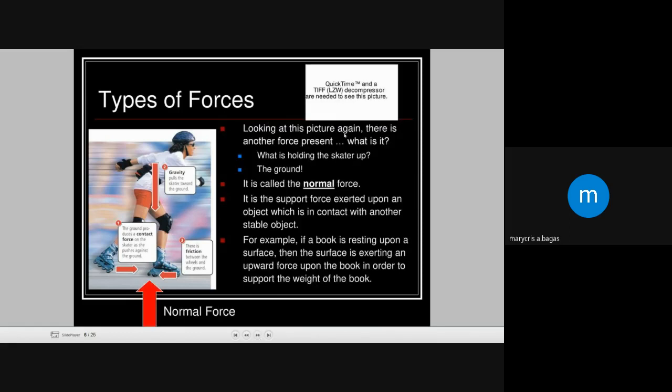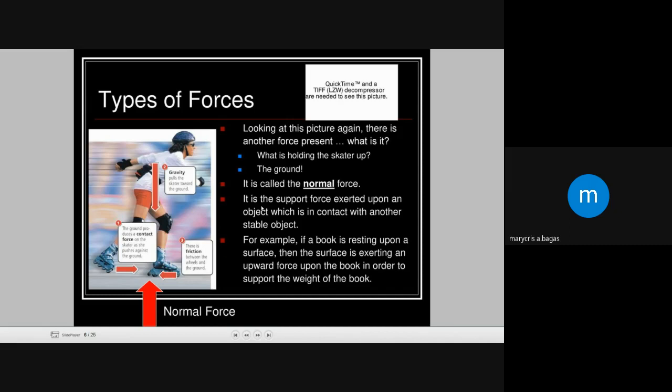Looking at this picture again, there is another force present. What is it? Oh, normal force. What is holding the skater up? The ground. It is called the normal force. So we have another type of force.